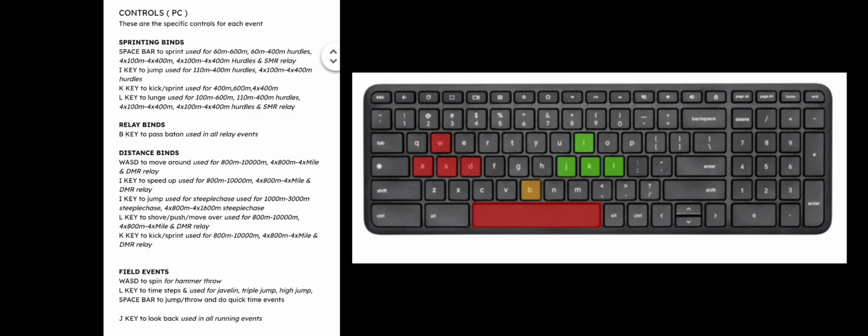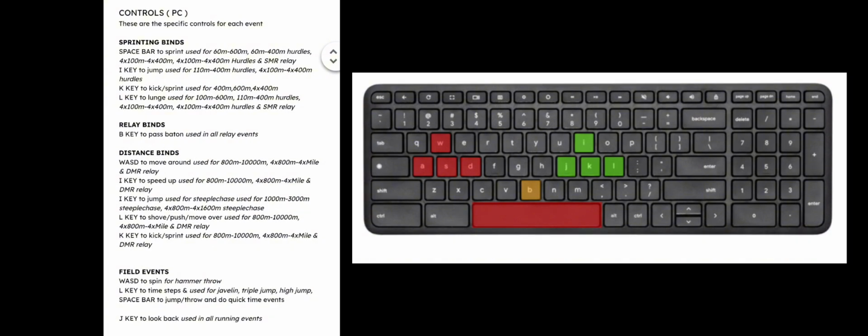The L key is used for timing your steps and is used for the javelin, triple jump, and high jump. Now, when you're doing a jumping event, you're obviously going to do the first couple steps before you actually do the jump. So there'll be timing sections where you have to time your jump, and if you don't time your jump, then you lose, or you get disqualified.